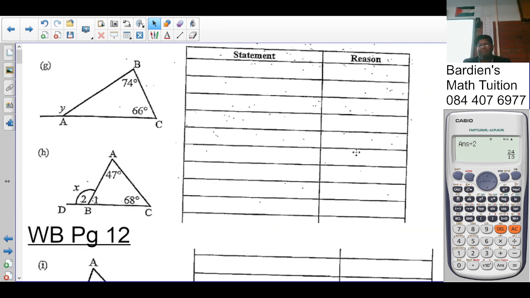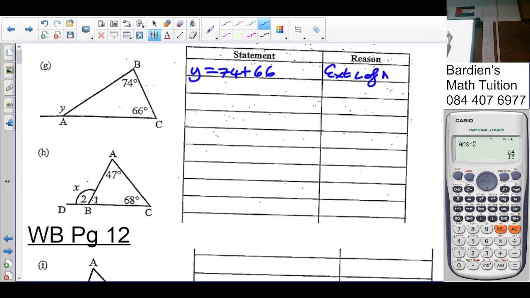Right, here we go. Listen. But this was part of your homework still, no? And then go straight into it. What can be done here? y is equal to 74 plus y. Exterior angle of triangle. This triangle ABC. So the whole theorem would be exterior angle of triangle is equal to the sum of the two interior opposites. Okay. So that gives you y is equal to 140. Okay, 140 degrees.